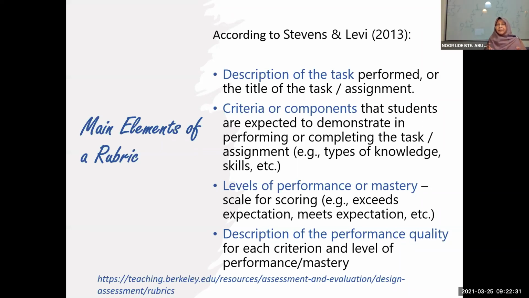And the last one is the description of the performance quality. I think this is one of the things that we spend a lot of time on, to describe the performance quality, because a scoring rubric requires a description of the performance quality at every point of the scale. It's not just that you describe one end, the not meeting, and then the meeting. All right.